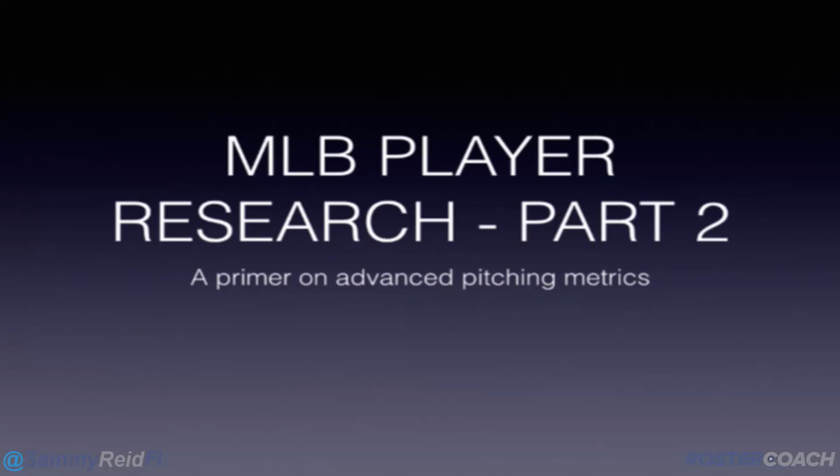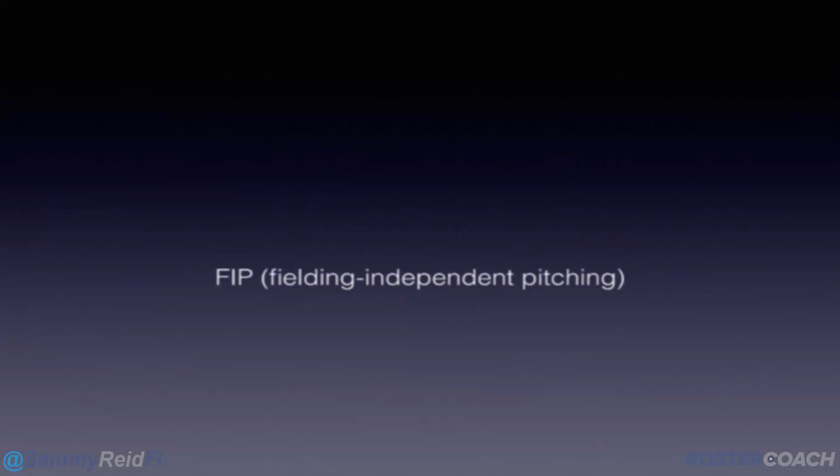So I'm going to give you a quick rundown of how the advanced pitching metrics work. The first one I'm going to talk about is FIP. That's fielding independent pitching. This was based on Voros McCracken's idea that once a pitcher throws the ball, he really doesn't have much control at all about what happens to it.